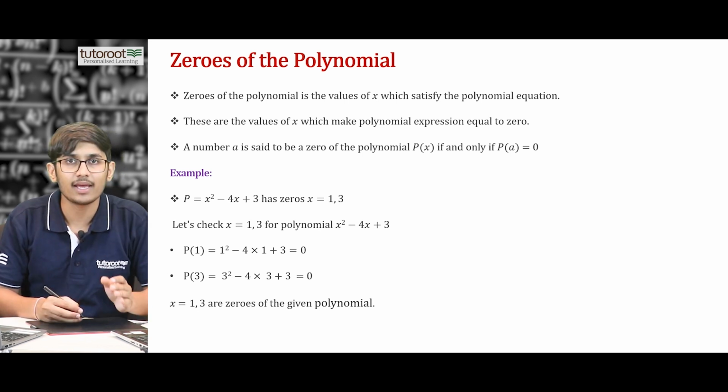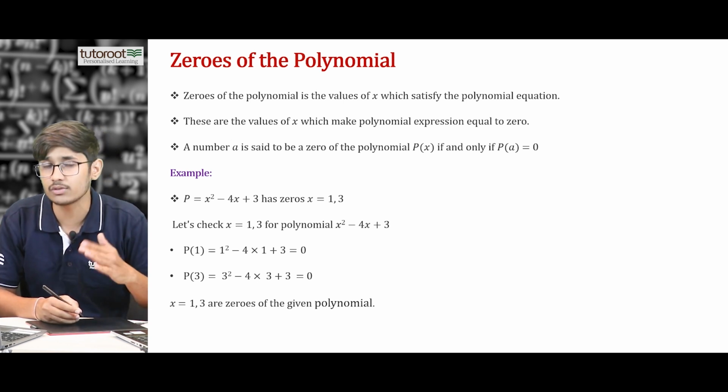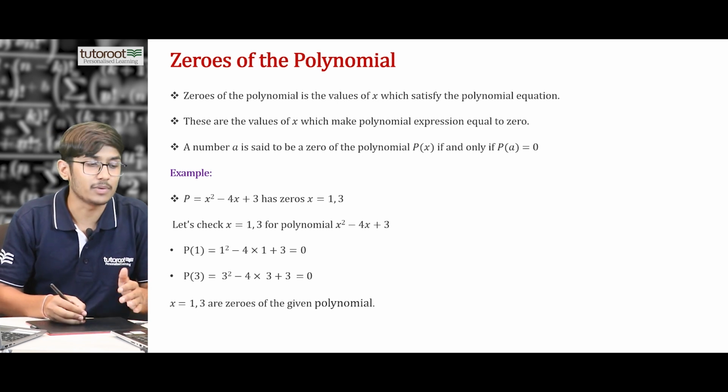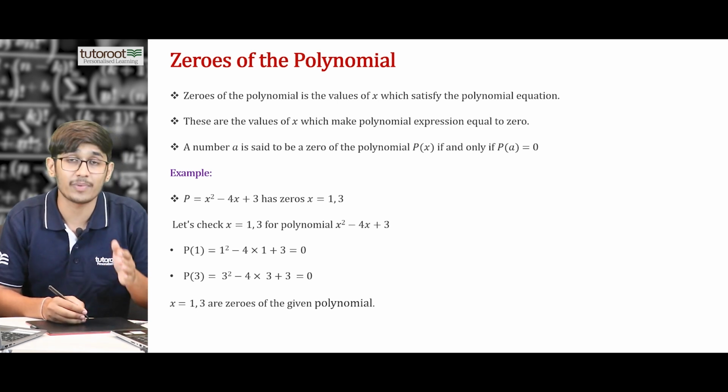A number a is said to be a zero of the polynomial p(x) if and only if p(a) equals 0. Now let's look at an example. So we'll verify whether 1 and 3 are the zeros of p(x).